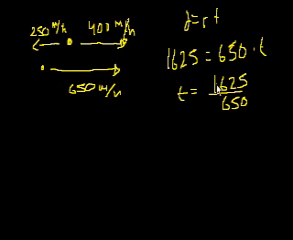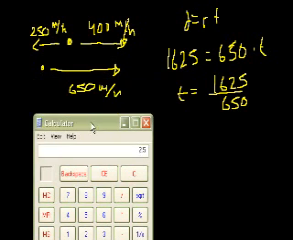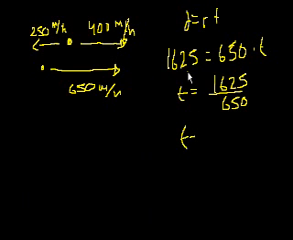Let me just get my calculator. 1625 divided by 650 is equal to 2.5. So time, and we were doing everything in miles per hour, so time is going to be equal to 2.5 hours. That's choice A.